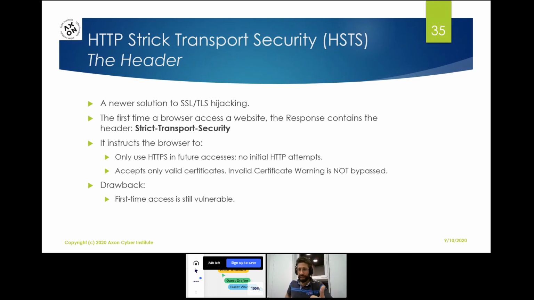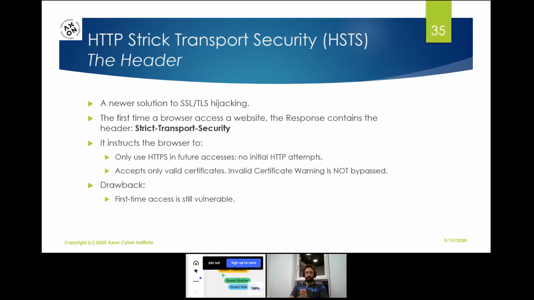So there is no more redirect. And also, it will only accept a valid and trusted certificate. So it will eliminate the possibility of exploiting and hijacking redirect. It will also eliminate the possibility of certificate forgery. So if a certificate is forged in the middle, not only will there not be a warning, and the user has no option to bypass the warning, it will simply cut off the communication. You are simply not allowed to connect.